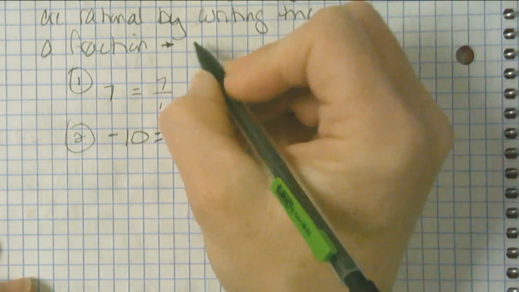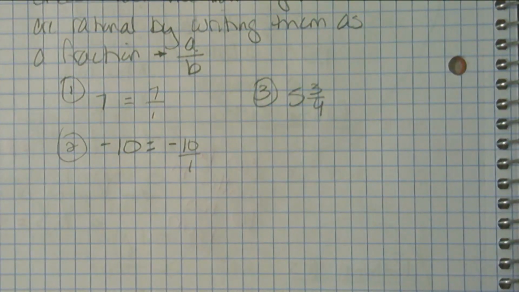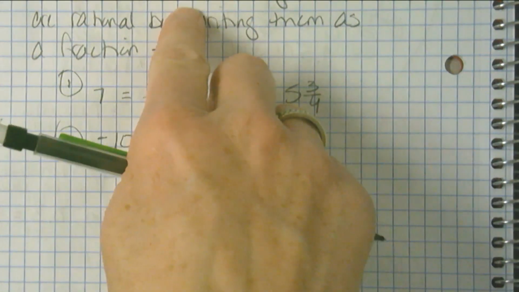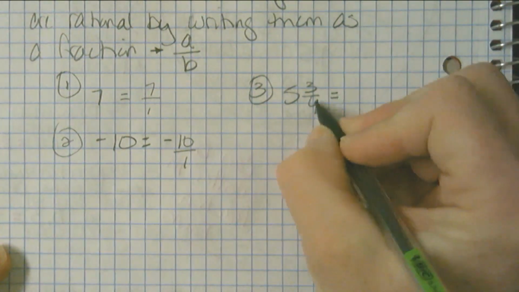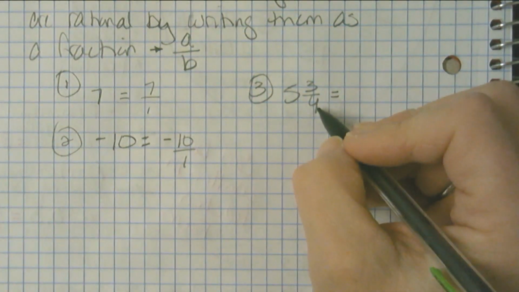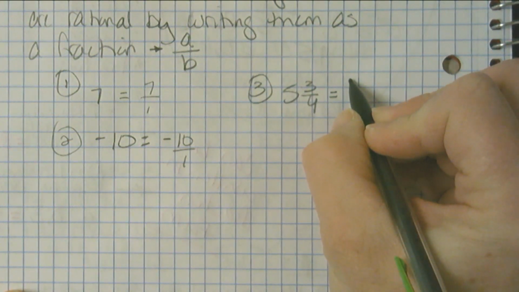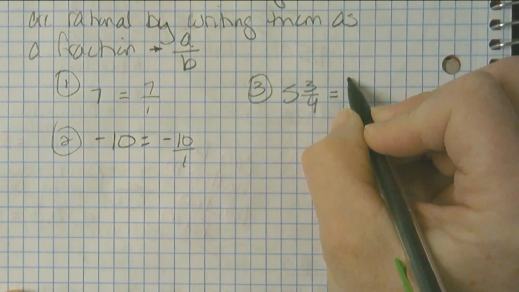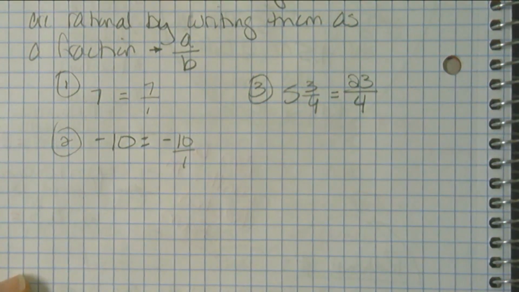Let's be clear about this. I want to write it in the form a over b. This is a mixed number, but I want to write it in the form of a over b, so this would be an improper fraction. How do I turn that into the form a over b? Valentina? Excellent. So what would that be? What's 5 times 4? 23 over 4. All right.